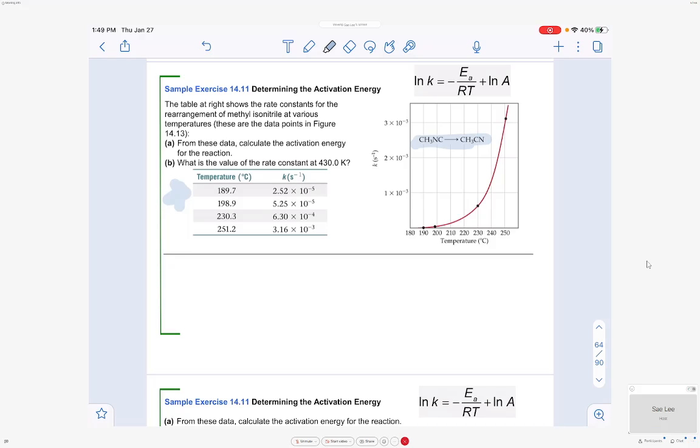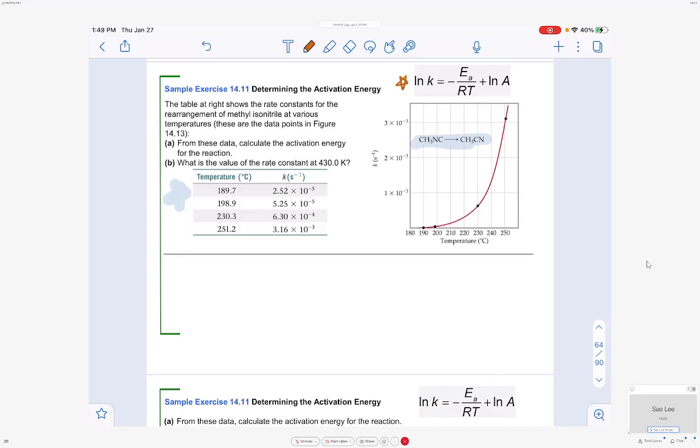Question B is asking, what is the value of the rate constant at 430 Kelvin? So the approach should be that we know this equation.